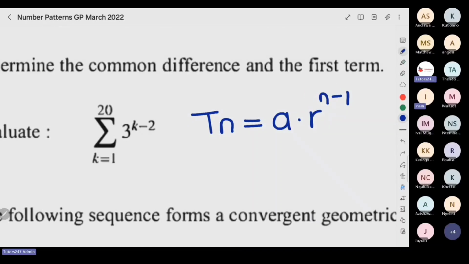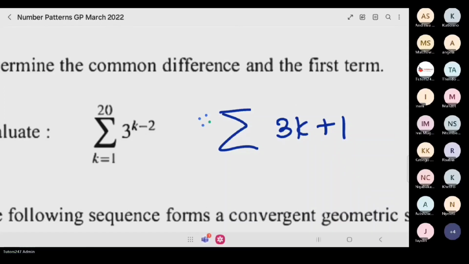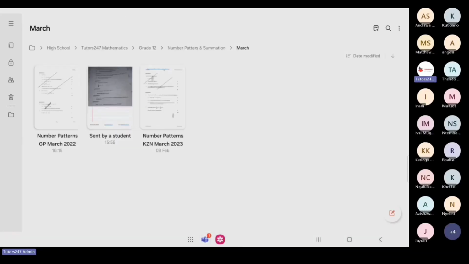If it was arithmetic, it would have looked like this. So, for example, you could have had like 3k plus 1. Do you see that your variable is not an exponent, it's a base, or it's on the ground? Yes, sir. Let me see if I can find another example of an arithmetic one.